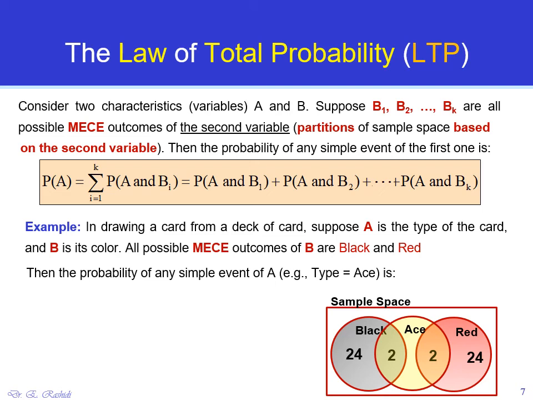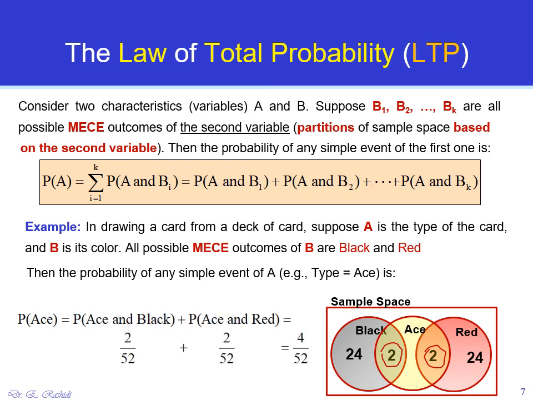So it would be the probability of having a black ace plus the probability of having a red ace. Probability of ace is equal to the probability of having a black ace plus the probability of having a red ace, which is 2 out of 52 plus 2 out of 52, which is 4 out of 52. We get the same number.